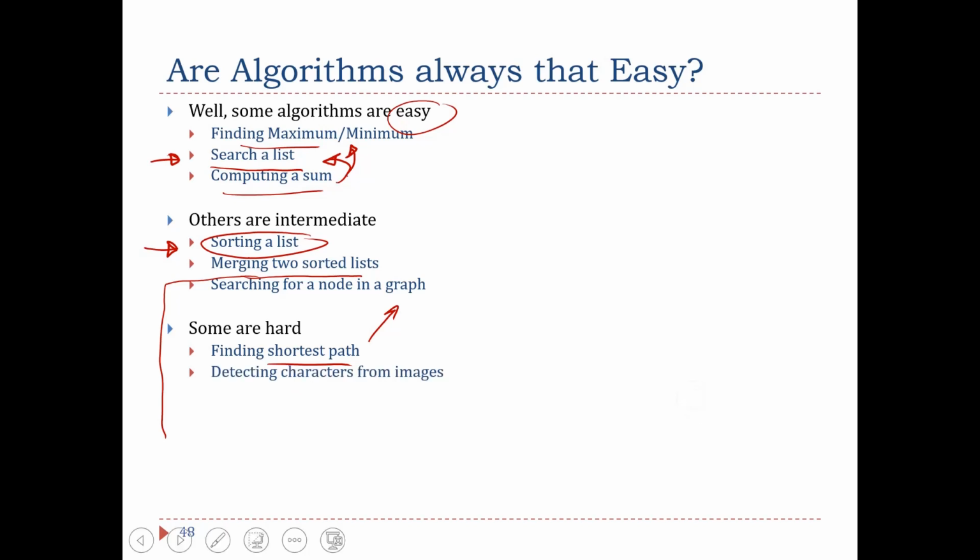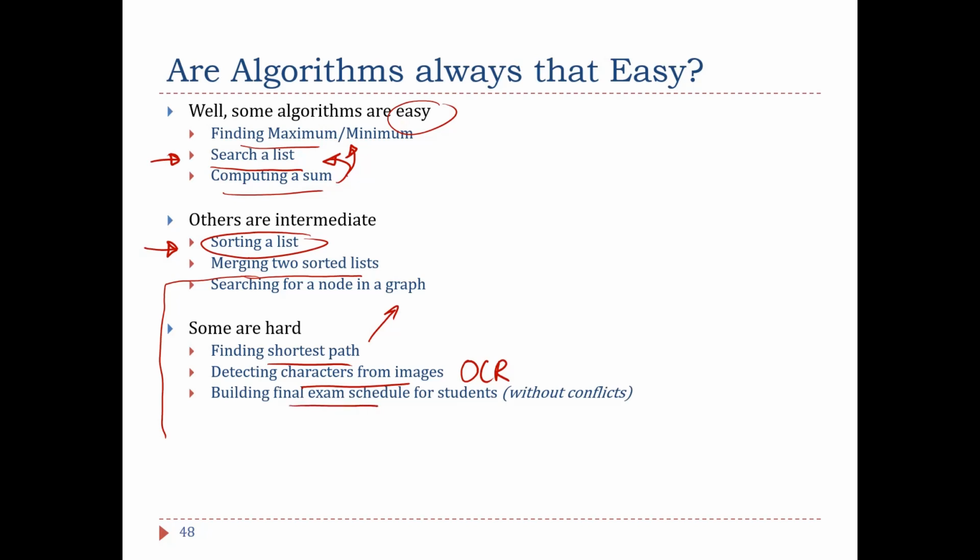Another example could be to detect the characters from images, which is called optical character recognition, OCR, and other image processing algorithms and image recognition algorithms. Or, for example, building a final exam schedule for students while resolving all the conflicts that you may have in this schedule. Yet others are very hard and essentially impossible to solve.